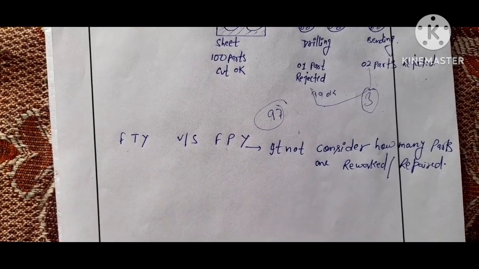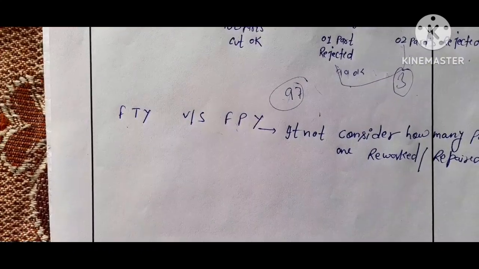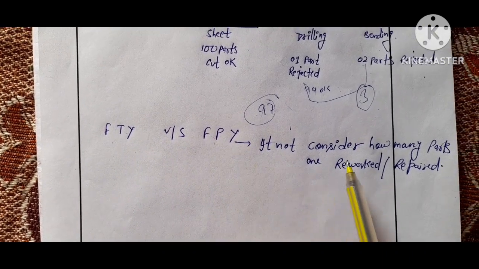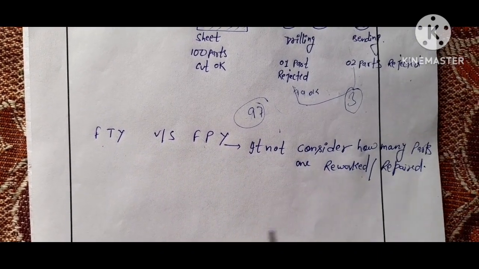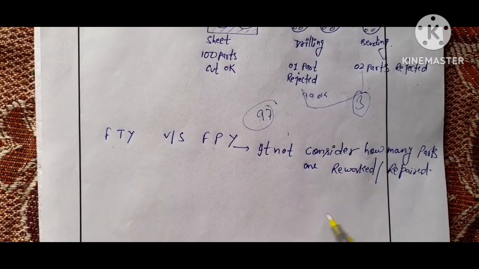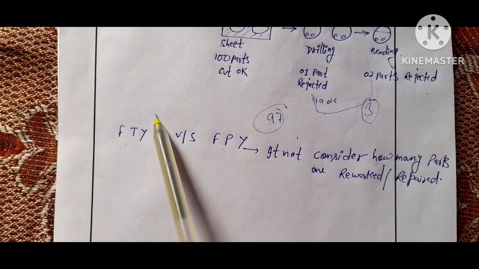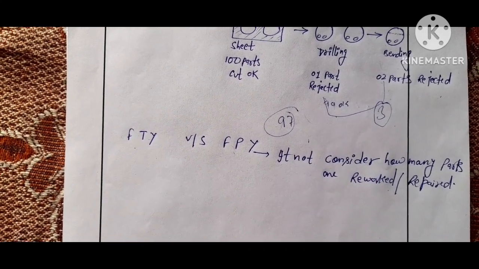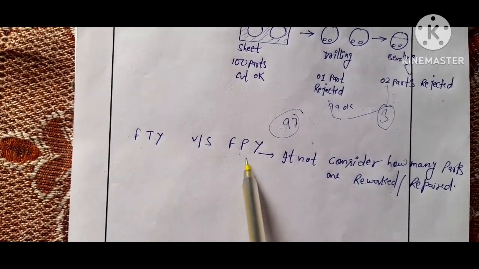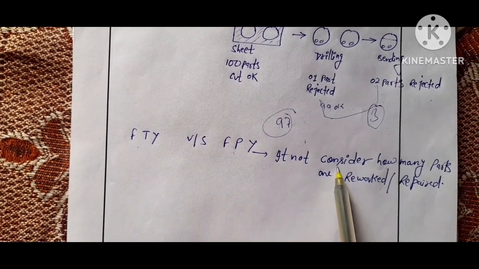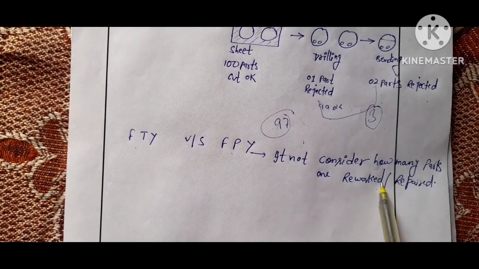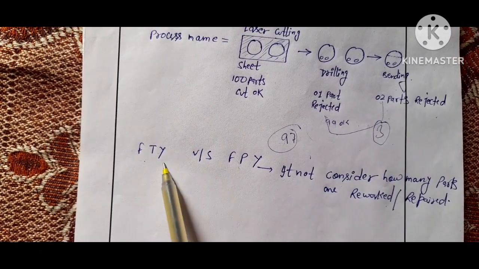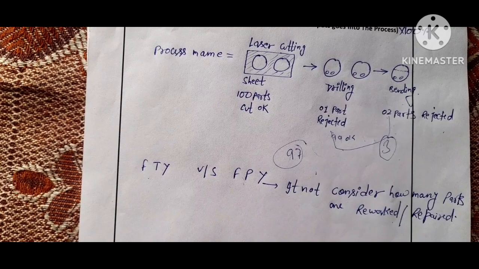So the basic difference between these two terms, first time yield and first pass yield, is that FPY doesn't have any rework or repair part. It doesn't consider any repaired or reworked part, while FTY does consider reworked and repaired parts. But the formula is the same for both.